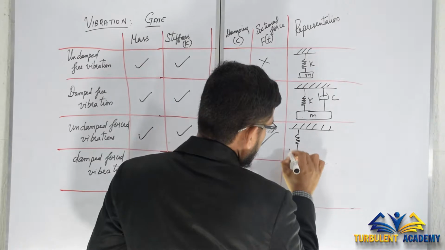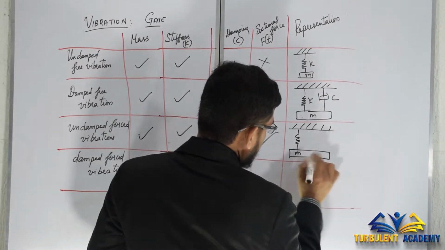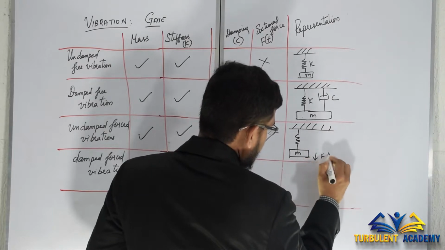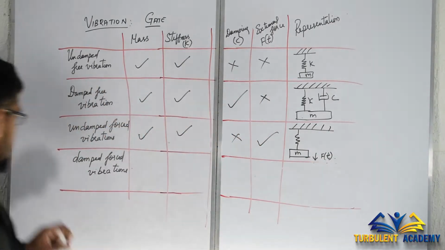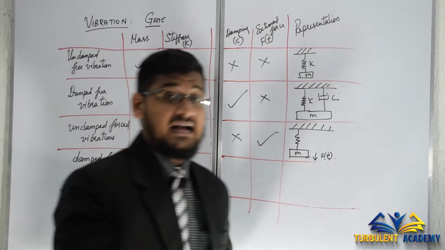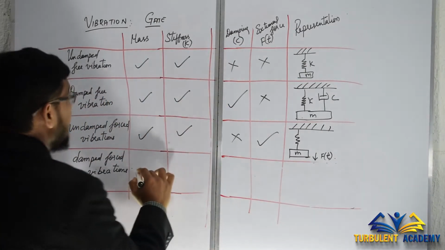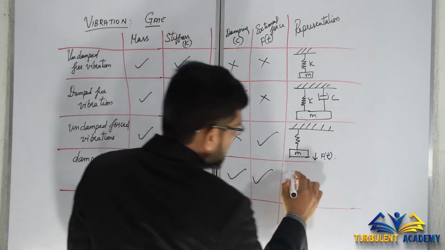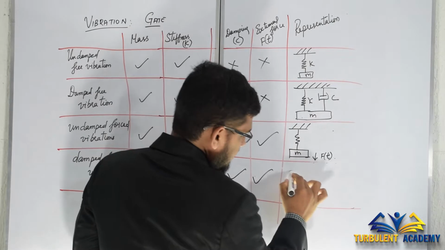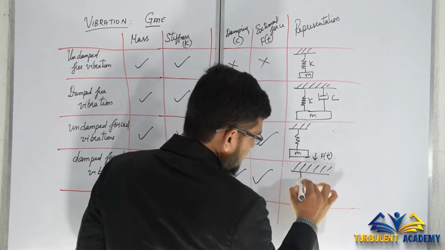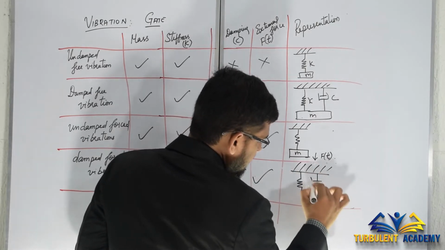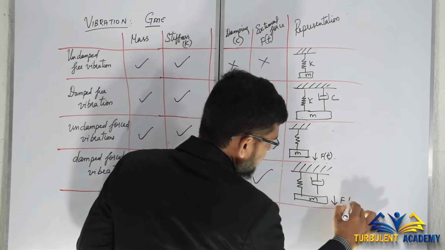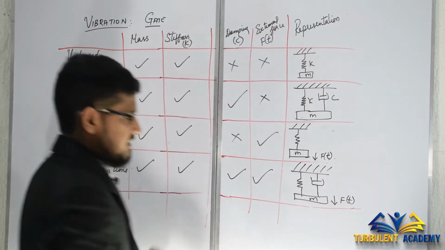So M should be there, and we have F of t. Now next we have the case with everything: damped forced vibration. So we have to have mass, stiffness, damping and external force. So we need a bigger fixed support, stiffness, damper, mass m, and F of t, which is the external force.